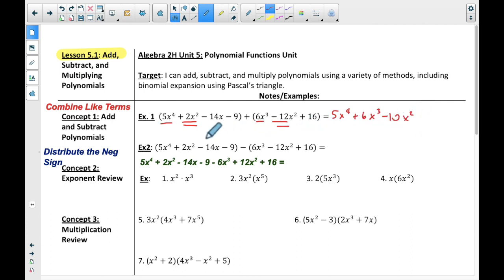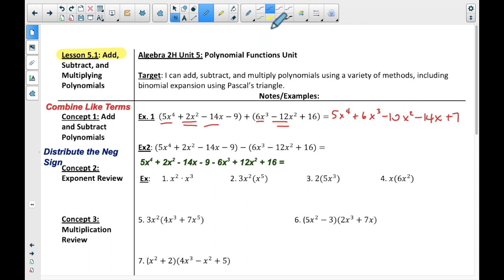There's only one of them. It's a minus 14x. And then lastly, my constants is a negative 9 plus 16. That is a 7, so positive 7. And that just brings up, I did that in my head kind of slowly. You might need a calculator for this page. Okay, so the first example was just adding like terms, just straight out adding like terms, that's all.